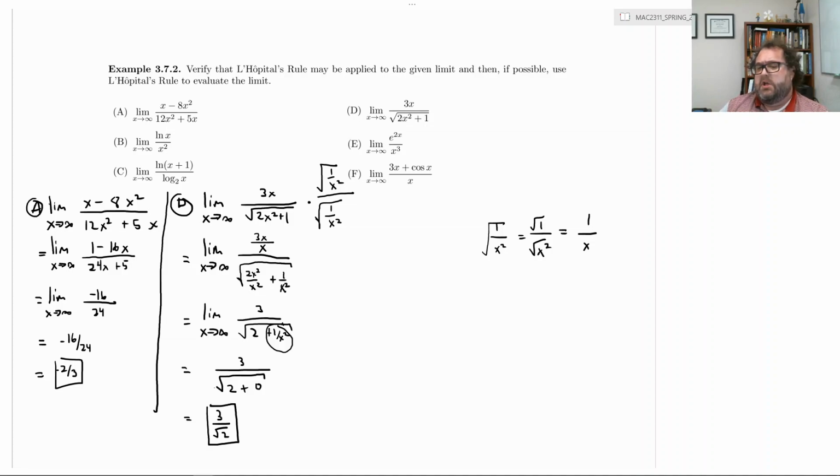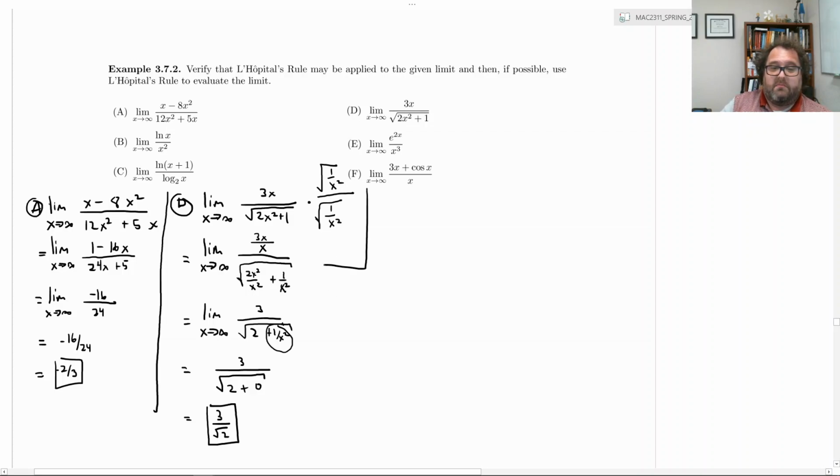I'm tempted to show you another way to solve D, but I'll leave it there. Since the purpose of this video was, of course, to evaluate limits and use L'Hopital's rule if we can, we could use L'Hopital's rule there, but it was not advantageous. So let's just stick to that one method.